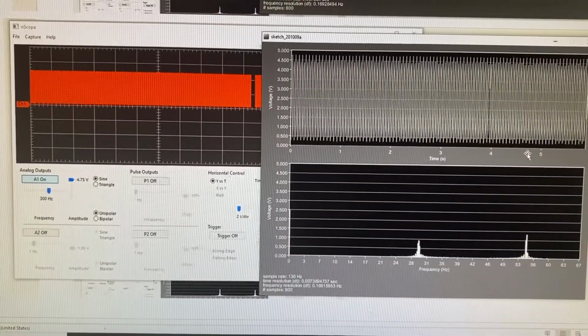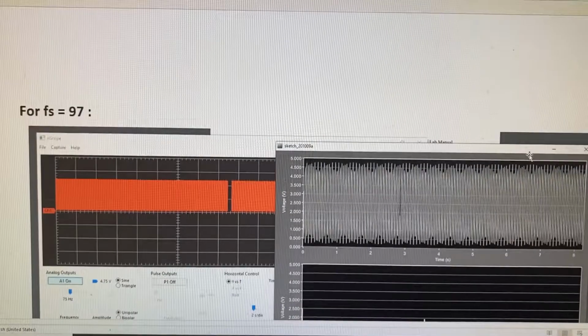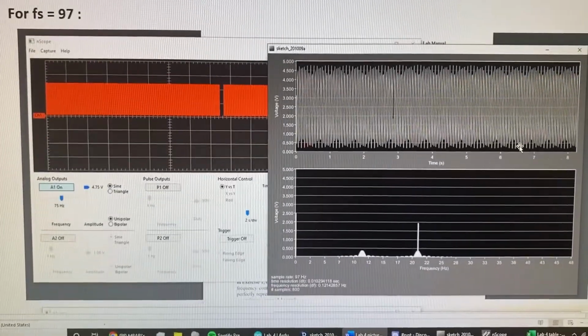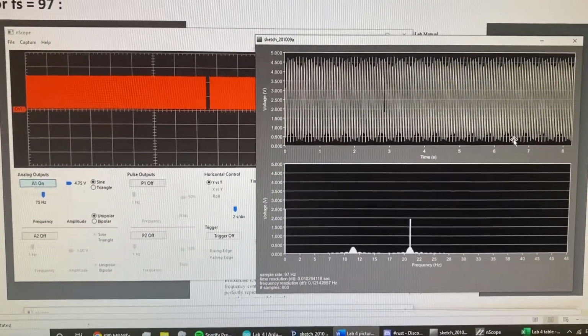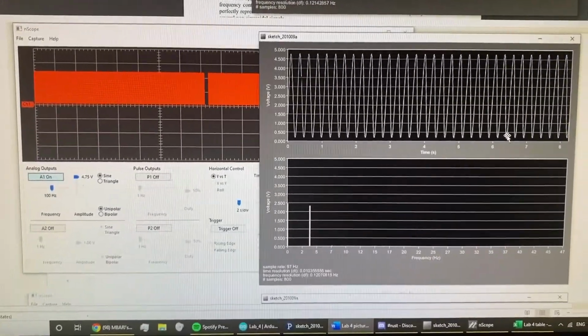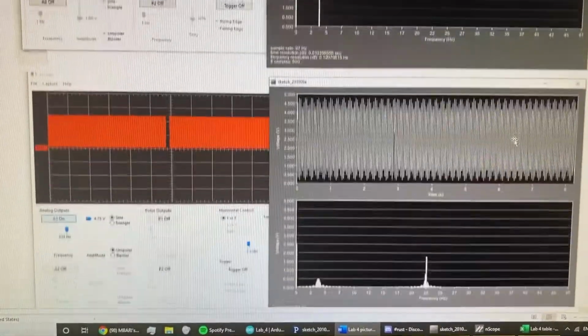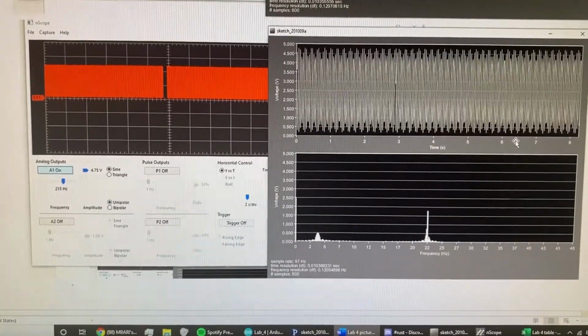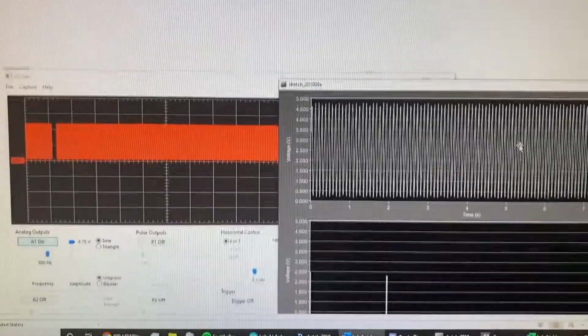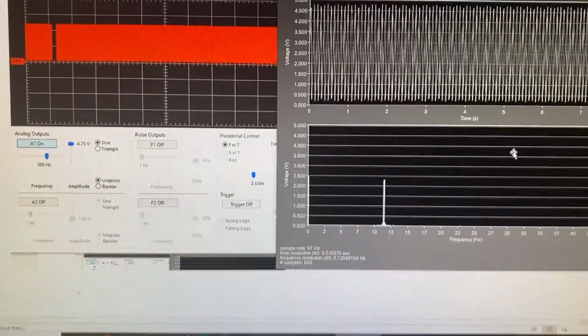and for 300 Hertz. Lastly, for 97 as my sample frequency, this is what I got for 75 Hertz, 100 Hertz, 215 Hertz, and 300 Hertz.